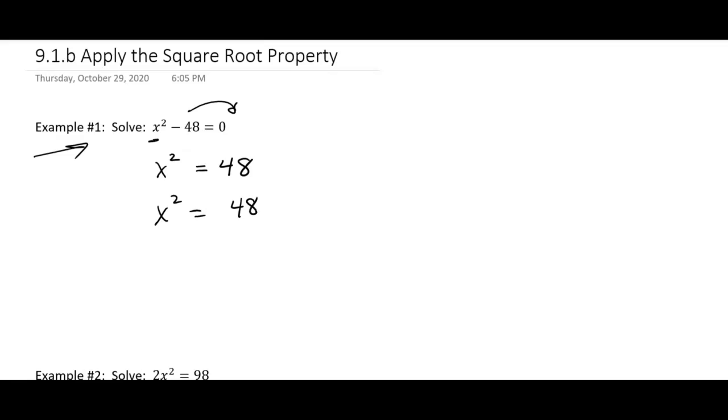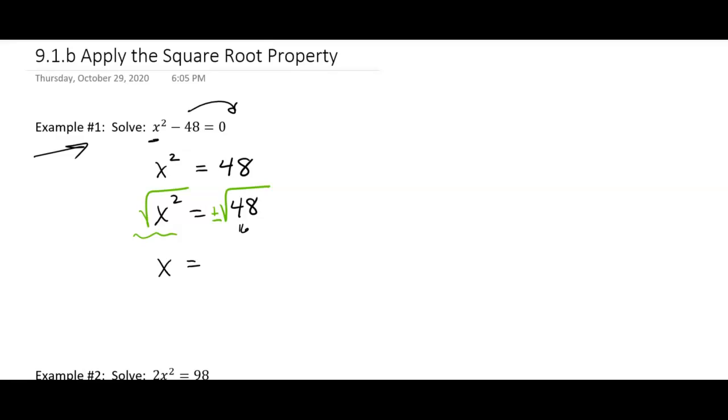I usually just put the square root symbol on both sides, and then I have to tell myself, don't forget the plus or minus. Okay, so that's really important to remember, the plus or minus. On the left-hand side, when you take the square root of x squared, that's just x. And then on the right-hand side, you have plus or minus the square root of 48. Well, you're going to have to simplify that.